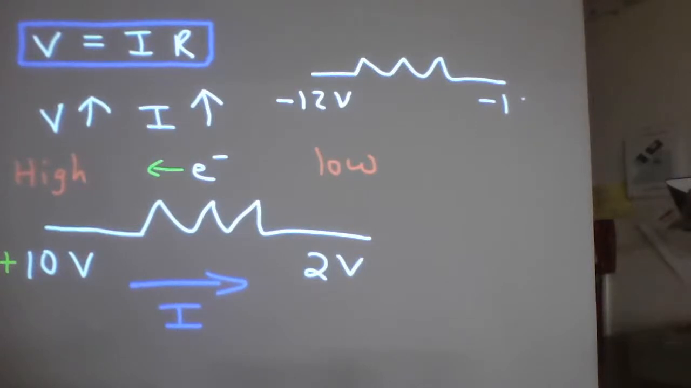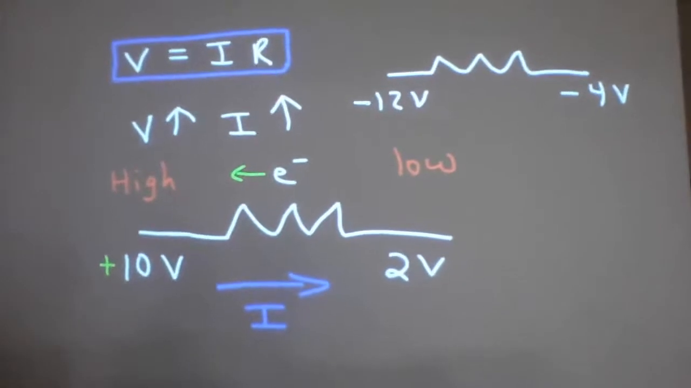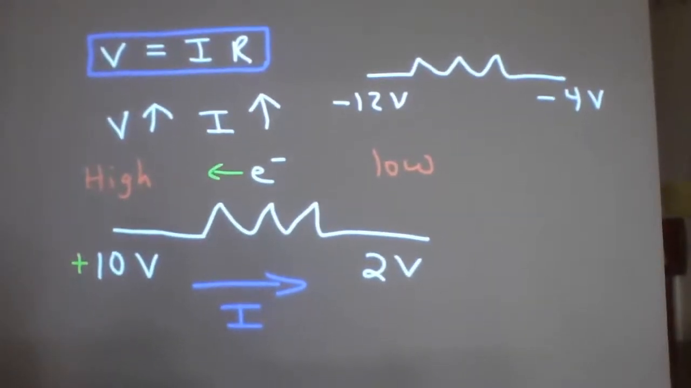Let's make this negative 4 volts on the right. So in which direction is the current flowing? That is the flow of positive charge. Is it flowing to the right or is it flowing to the left? Feel free to pause the video and think about it. Now, which side has the high potential and which side has the low potential?